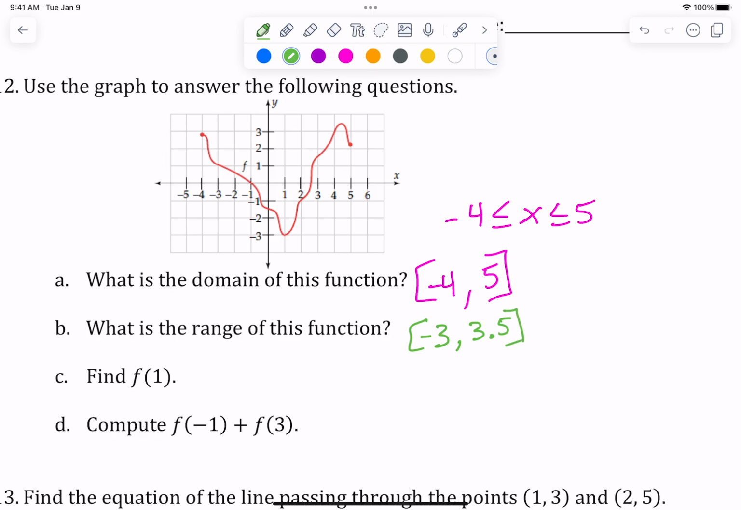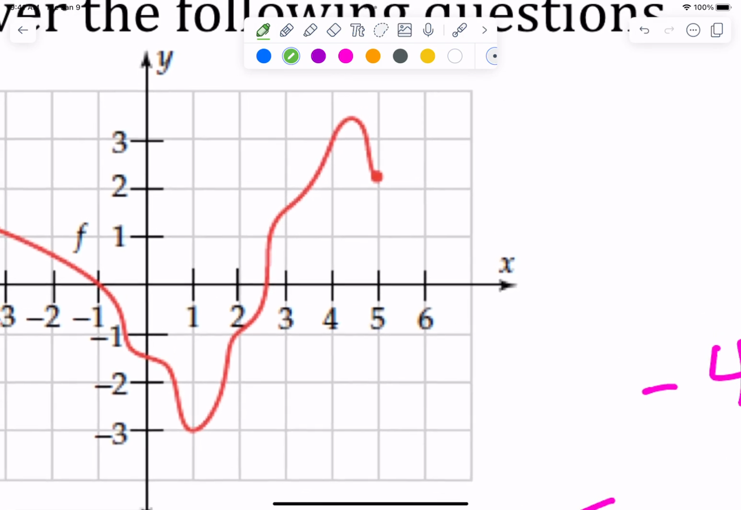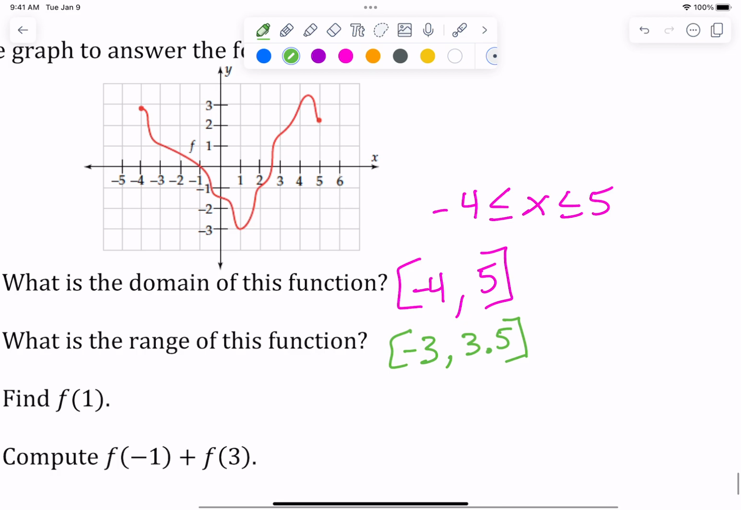Bracket. That's like 2.9, I mean, it's not exactly. I will say 3.5 as long as you're close. It needs to go a little higher. Maybe 3.4 is fine. But it does need to be a bracket, because if you put a paren, then that means you're saying that there's an open circle right there, and there's no open circle, so it does in fact need to be a bracket.